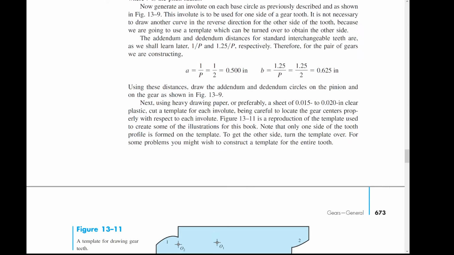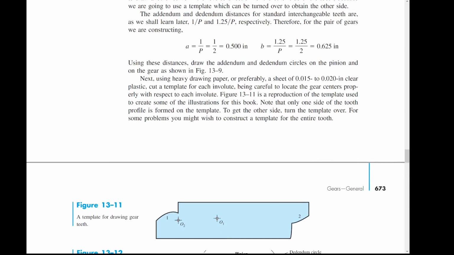Next, using heavy drawing paper or preferably stone or a sheet of 0.015 to 0.020 inch clear plastic, cut a template for each involute. Really? All right, let's do the arts and crafts. This is fun. Being careful. Where's some scissors? All right, we're good to go. Where were we? Cut a template for each involute, being careful to locate the gear centers properly, of course, with respect to each involute.